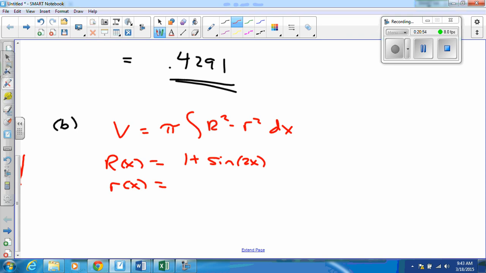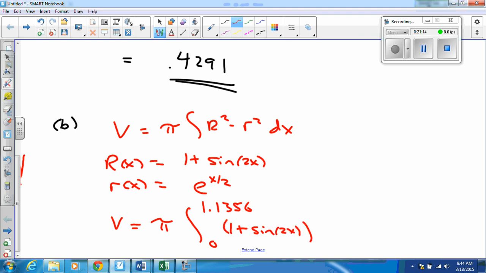And what is the little r? E to the x over 2. And therefore, the volume is pi times the integral from the first x to the last x, which we finally figured out is 1.356, of big R squared minus little r squared. And I can enter that exactly as written. Go ahead and find that integral.